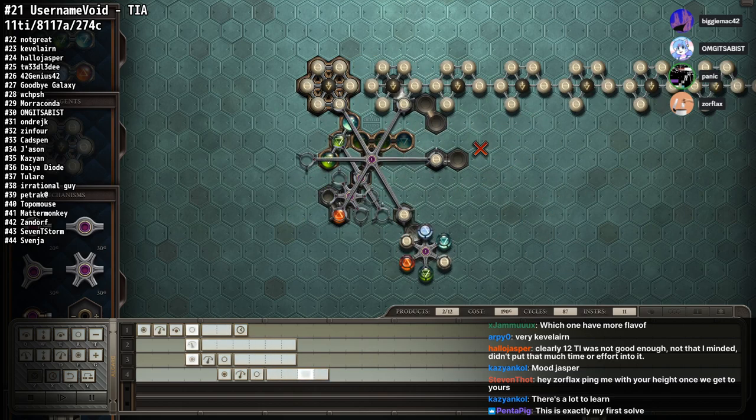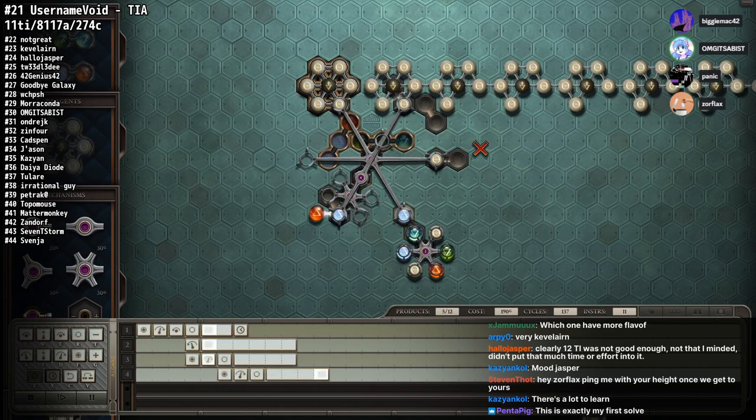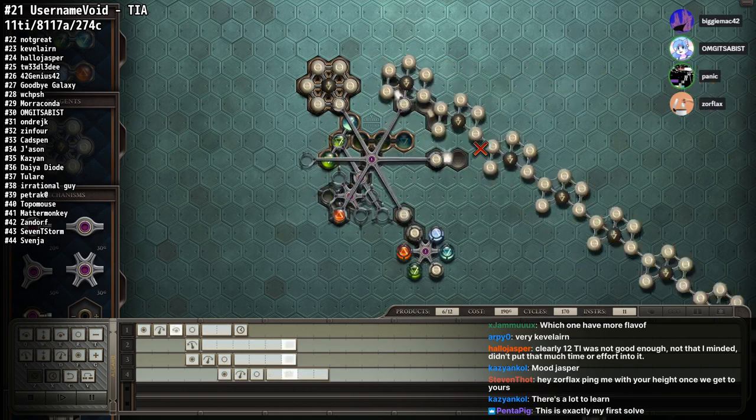Pentapig says this is exactly my first solve. So many repeats. What's the pileup happening? Also, this is 21st place. What the hell? Yeah.